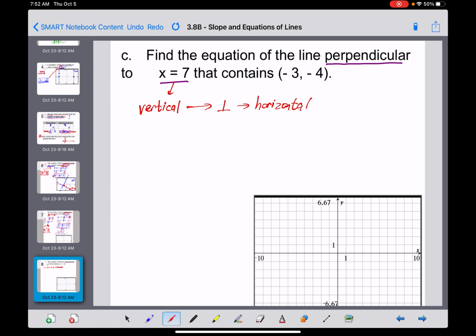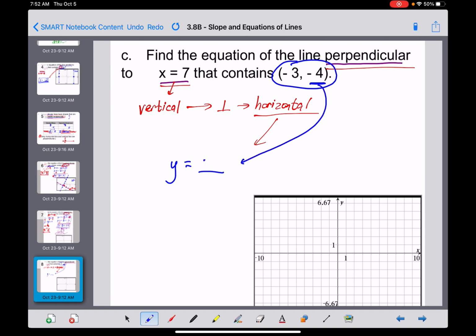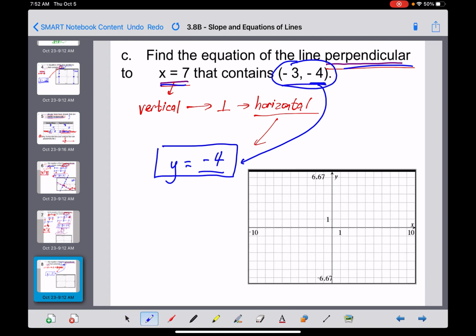So since we were given a vertical line, but we want something perpendicular, we know that our line is going to be horizontal. And what does the equation of every horizontal line look like? Y equals some constant. There's going to be no x in this equation at all. And again, making this nice and easy, I'm looking for a horizontal line that passes through this point right here. And since it's y equals, we're now just going to take the y coordinate of this point. And that, you guys, is our answer. Y equals negative 4 is the one and only line that's perpendicular to x equals 7 that passes through this point right here.